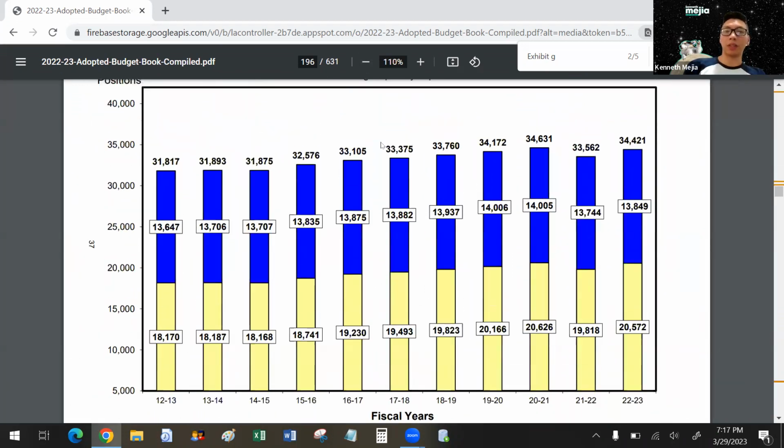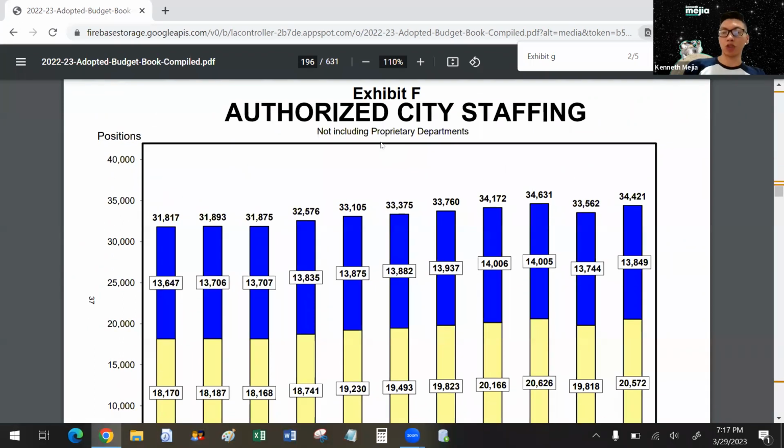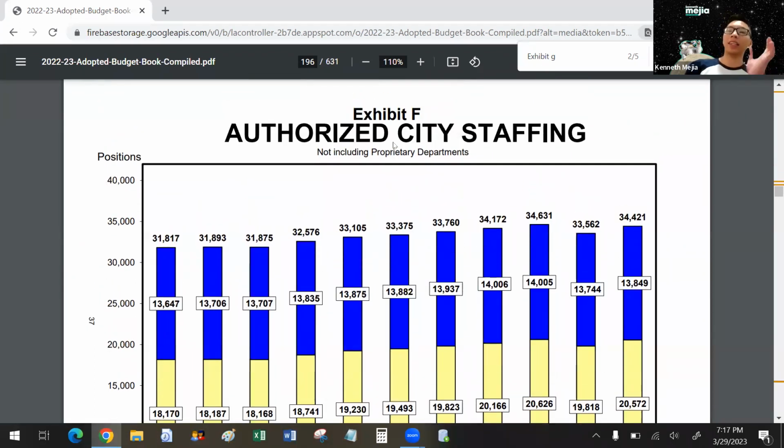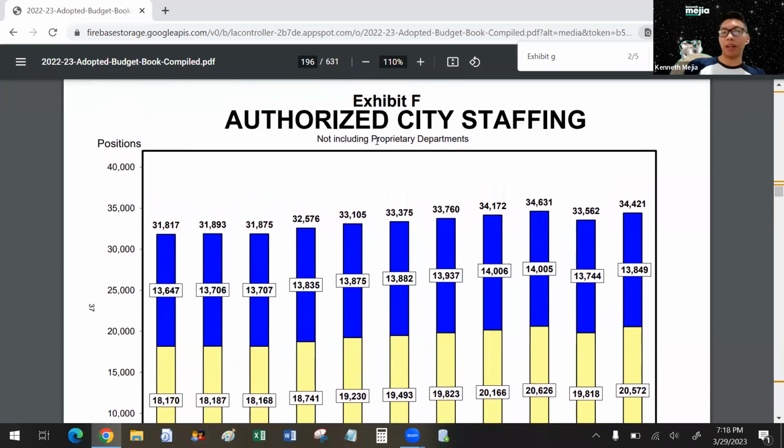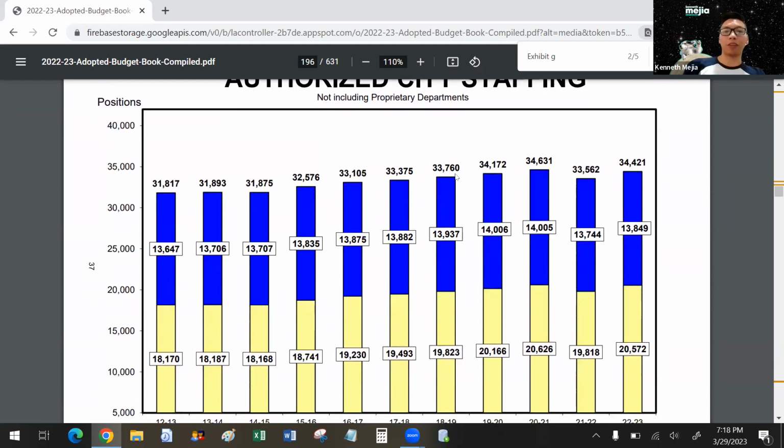Really use the exhibits when the next budget drops. It's going to drop on April 20th. I say the exhibits are the first place you should look because it gives you very easy to read information. So Exhibit F, for example, tells you how much authorized city staffing we have for the fiscal year.